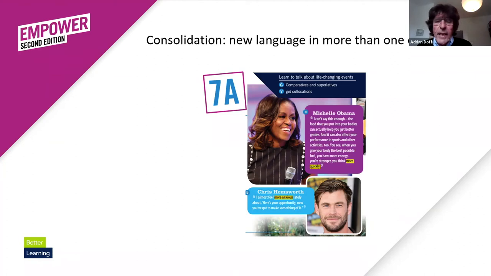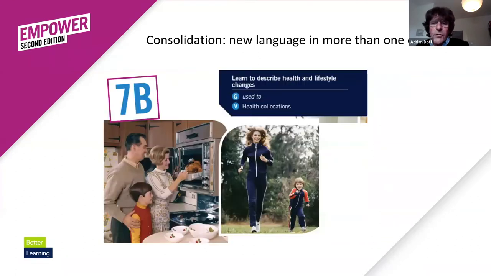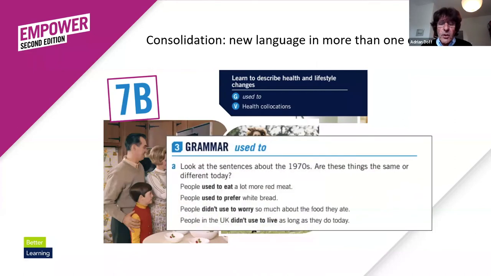Then in the next lesson, the B lesson, it's the same theme generally about lifestyles, but the focus shifts to talking about health and changes in people's lifestyle. And the main grammar focus here is on used to. As you can see from the picture, this is about how lifestyles have changed from the past to the present. And this is the grammar focus, used to and used not to. And also there is a focus on health collocations. So new language is introduced here.